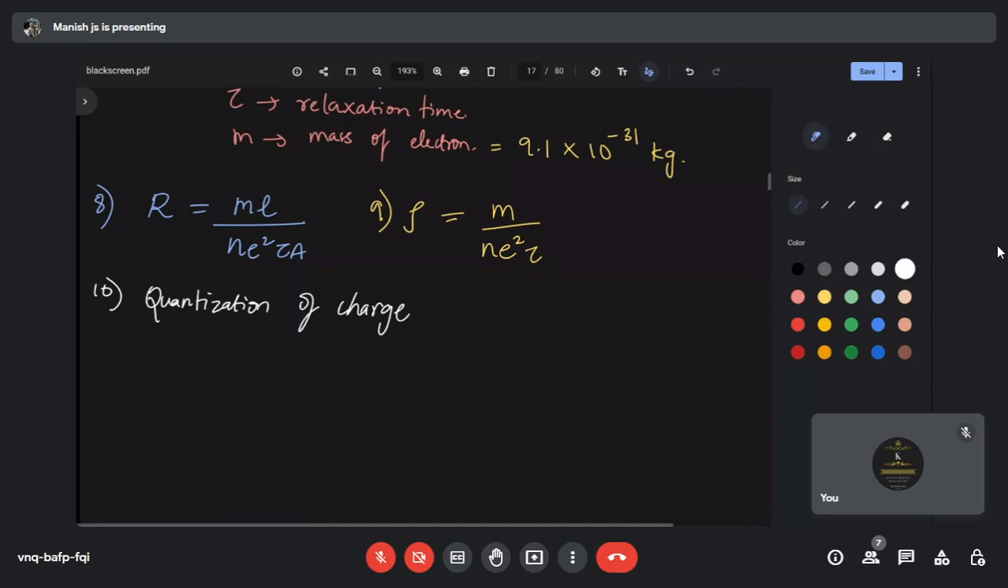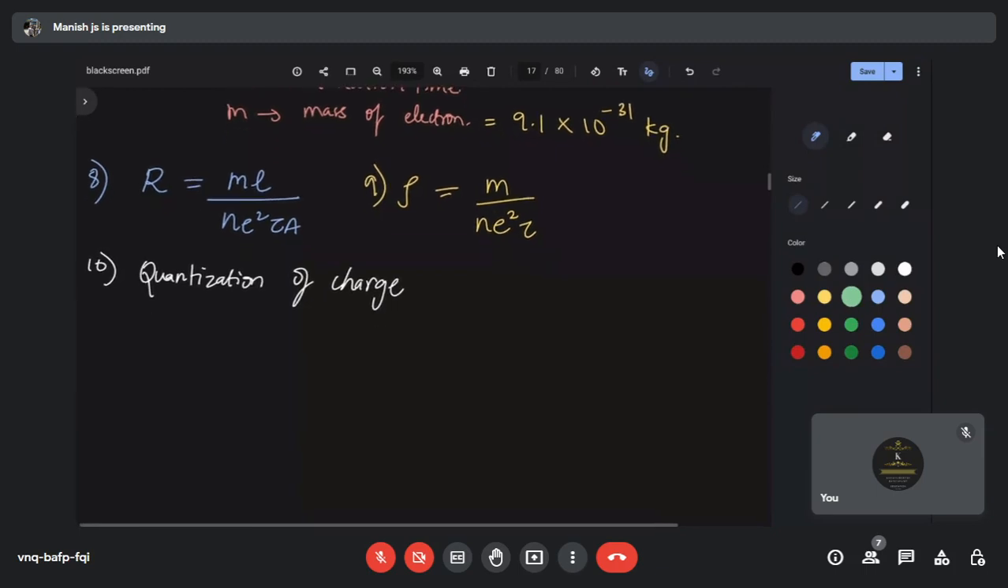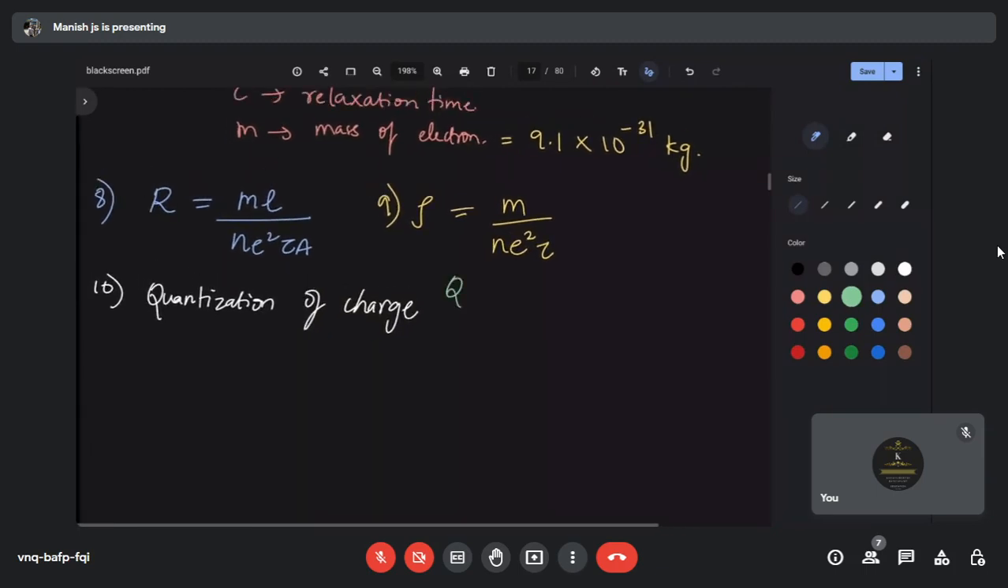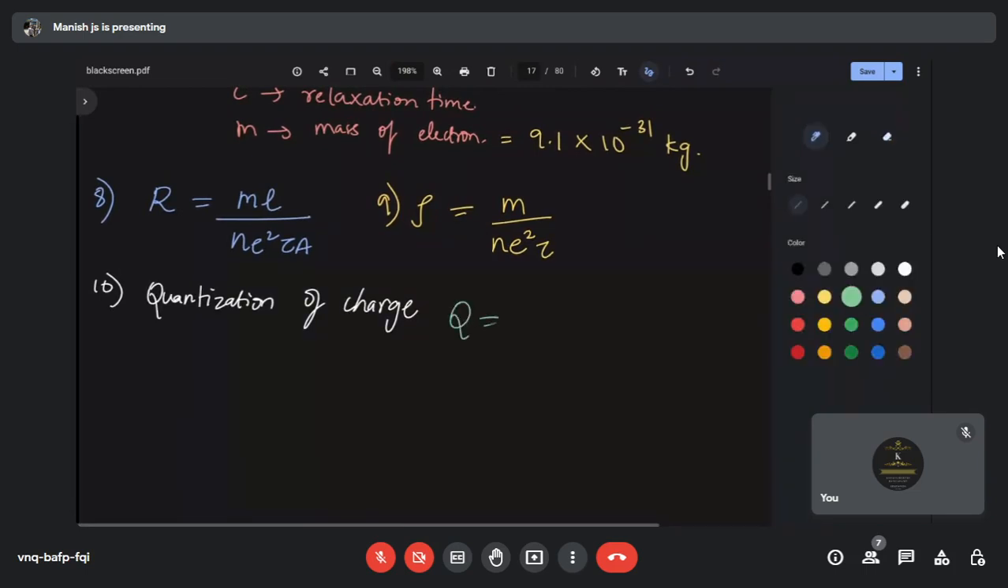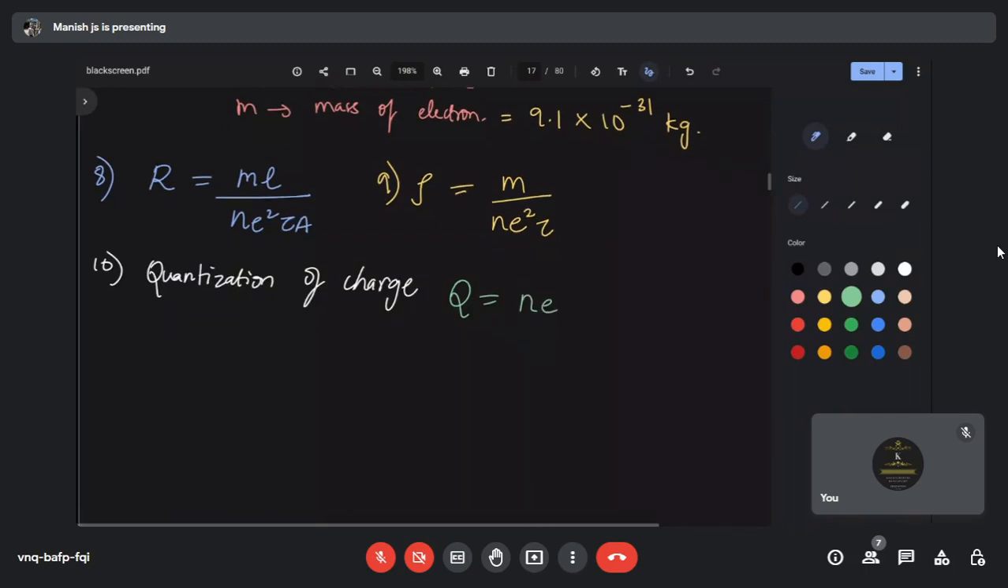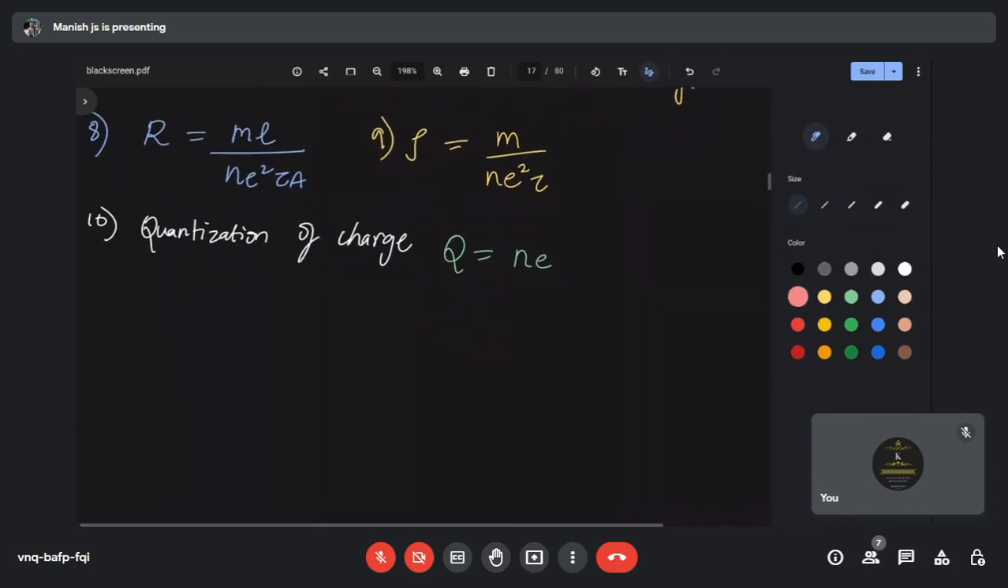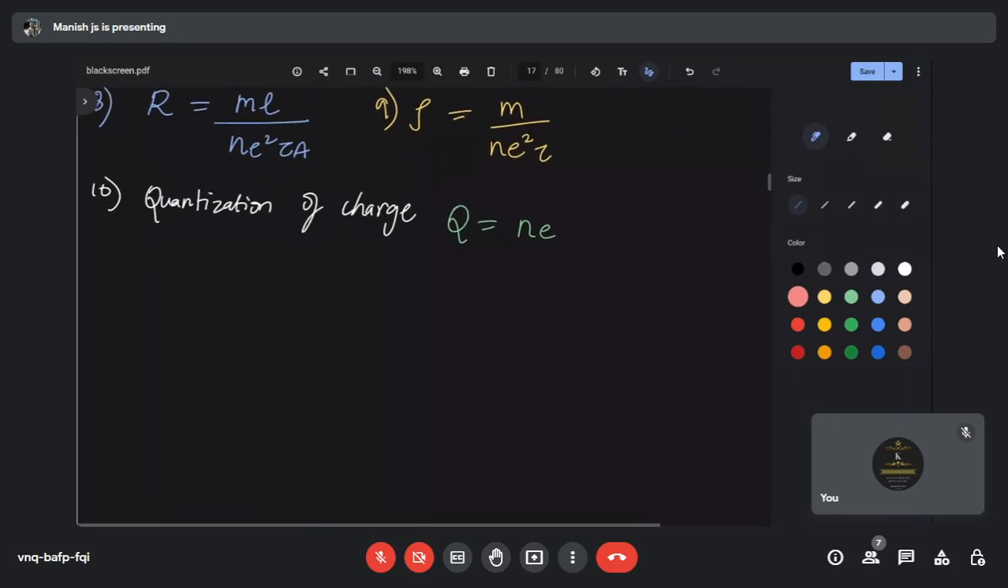So how can you express charge? Charge can be expressed as integral multiples of the electron charge. So you can write Q is equal to N into E, where N is an integral value, Q is in coulombs, and E is the electron charge. Any charge can be expressed as multiples of the electron charge.